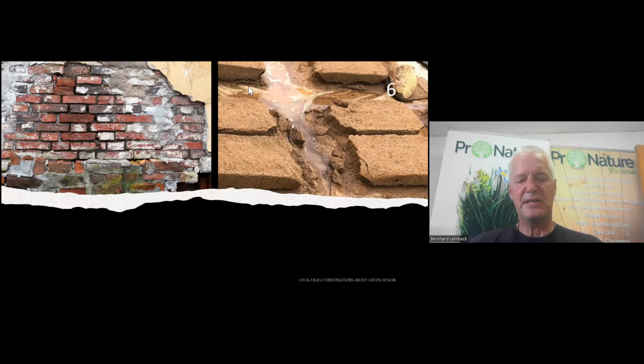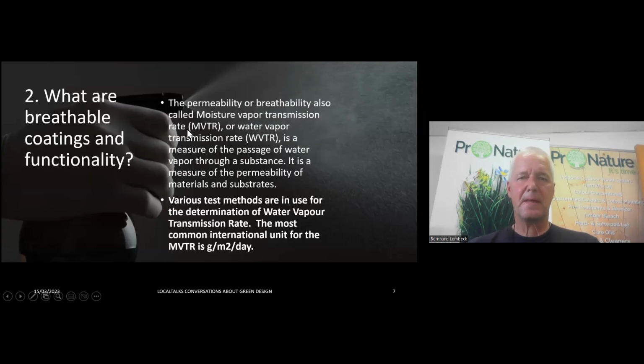The permeability or breathability, also called moisture vapor transmission rate, also water vapor transmission rate, my apologies, is a measure of the passage of water vapor through a substance. It is a measure of the permeability of materials and substrates. There are various test methods around on how to establish those figures.